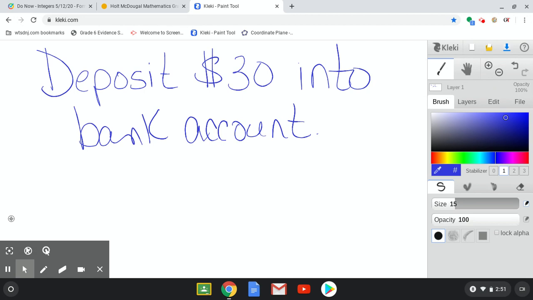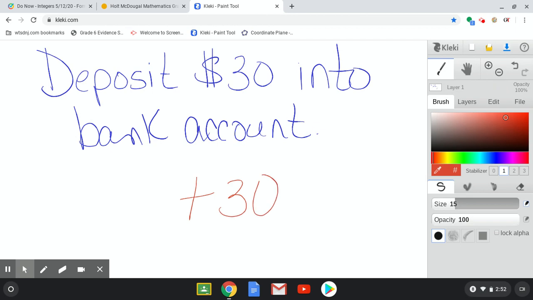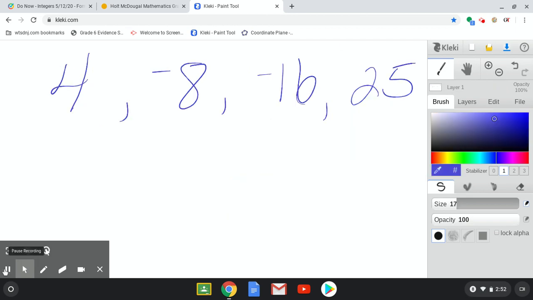Okay, so let's say I have what is here. It says I deposit $30 into a bank account. So if I'm depositing money, that means I am putting money into my bank account. Some of you might think, oh, I'm taking money away from me. No, it's going into your bank account. Would that be a positive 30 or a negative 30? That would be represented by a positive 30.